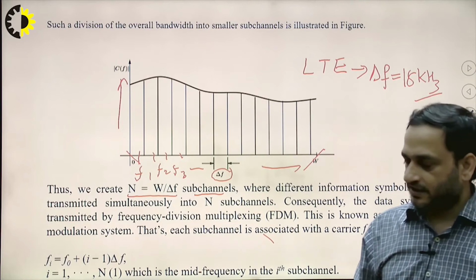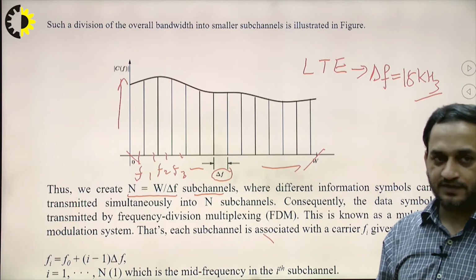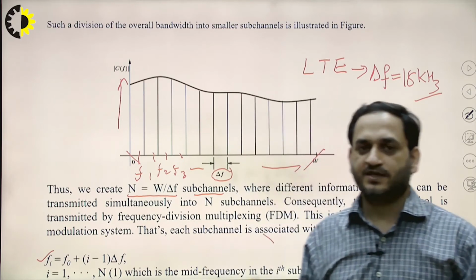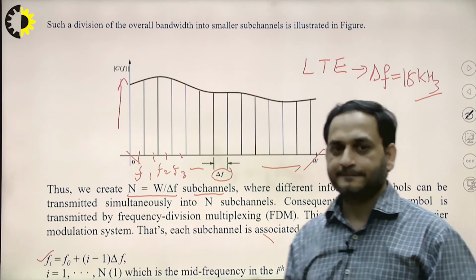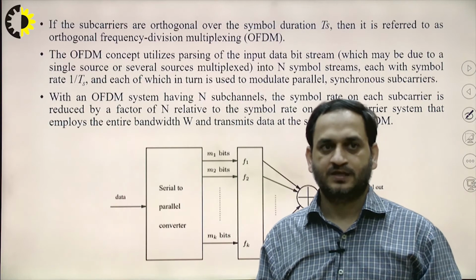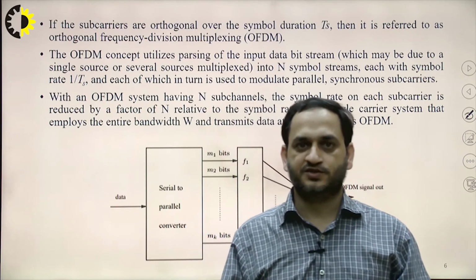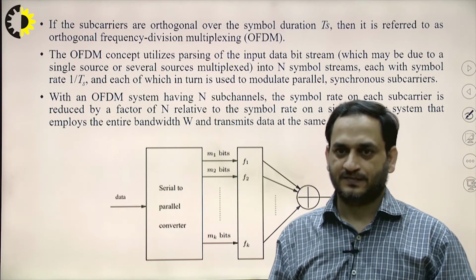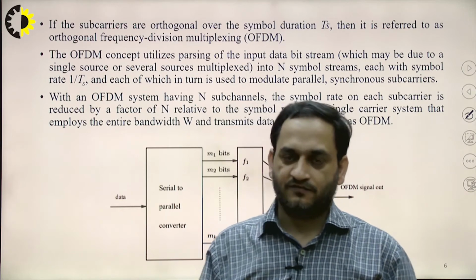In this case, the central frequency of each subband can be calculated based on this formula: Fi is equal to F naught plus (i minus 1) delta F, where i goes from 1 to N, which is the mid frequency of the ith subchannel. If the subcarriers are orthogonal over the symbol duration Ts, then it is referred to as orthogonal frequency division multiplexing.